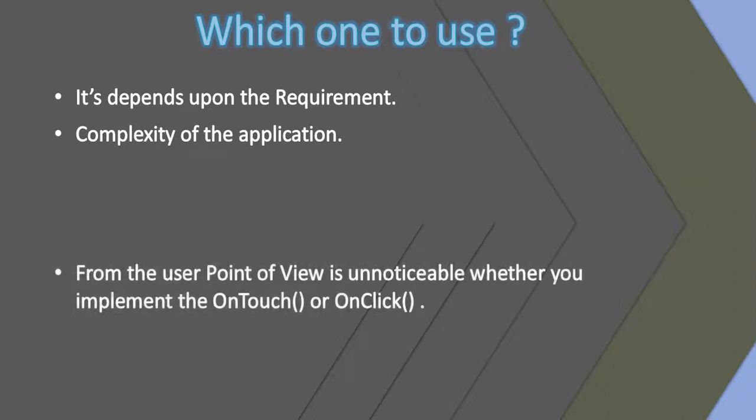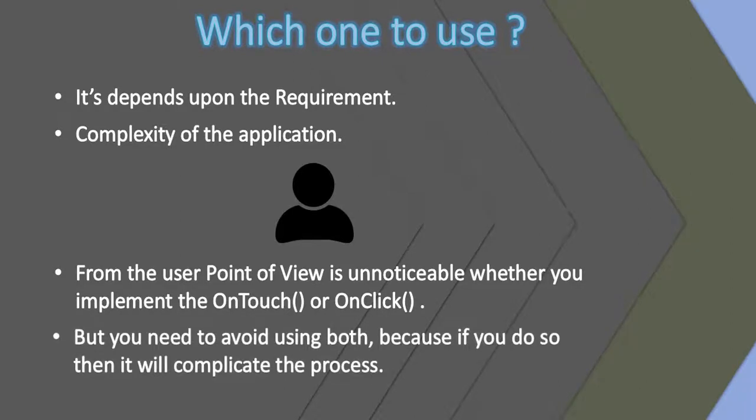From the user's point of view, it is unnoticeable whether you implement the onTouch method or the onClick method, because the user is an end user and doesn't know which type of programming is used behind the application, meaning what is actually going on behind the scenes. The user just wants to use the application and enjoy it. But you need to avoid using both. That's the main point, because some developers try to use both onTouch as well as onClick. If you do so, it will complicate the process, your application will become unstable and doesn't give the results that you want.